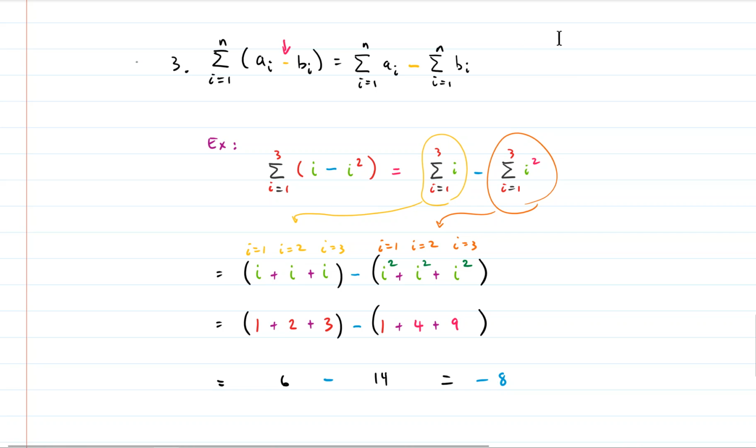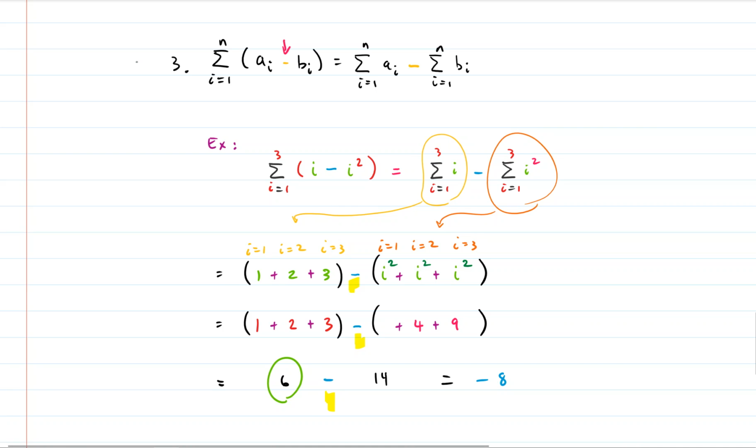Again, the difference is we now have a minus in between, and we're subtracting the 6 and the 14 instead of adding the 6 and the 14. So let's quickly go back in and perform the actual sum. We know what happens up to this part. We split the i and the i squared, and we sum them separately. So we have 1 plus 2, and then i equals 3 here. That gives me 1 plus 2 plus 3, which is 6.